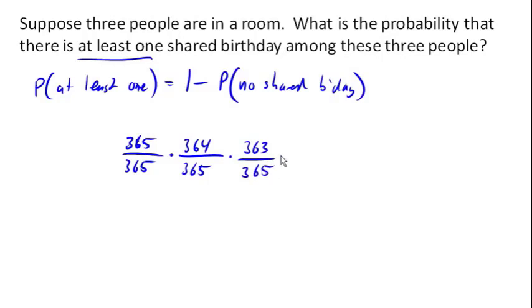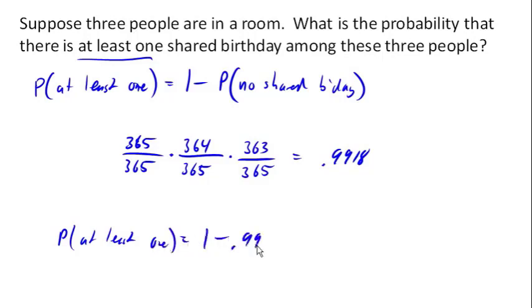And so this is the probability of no shared birthday, the probability that each person has a different birthday. You'll notice that this first fraction is actually equal to 1. So this turns out to be about 0.9918. Again, that's the probability of no shared birthday. So the probability of at least one shared birthday is 1 minus that, which is pretty small. It's about 0.8%, not too big.